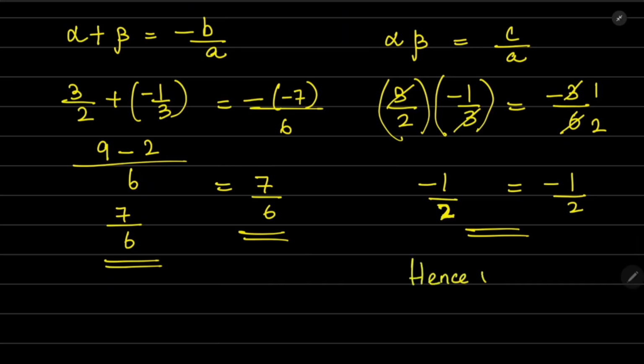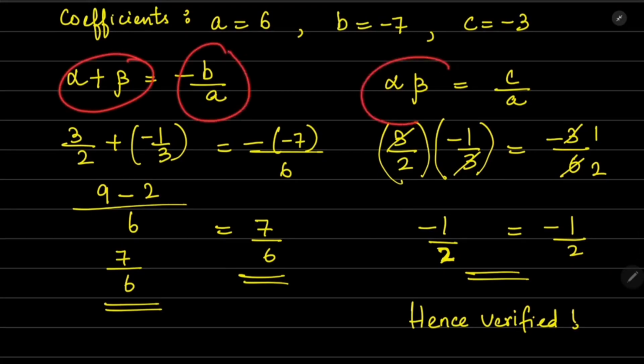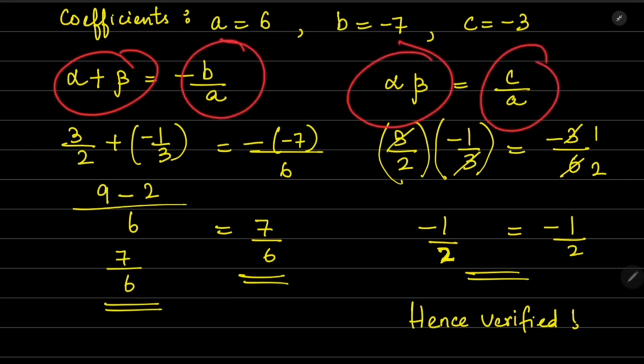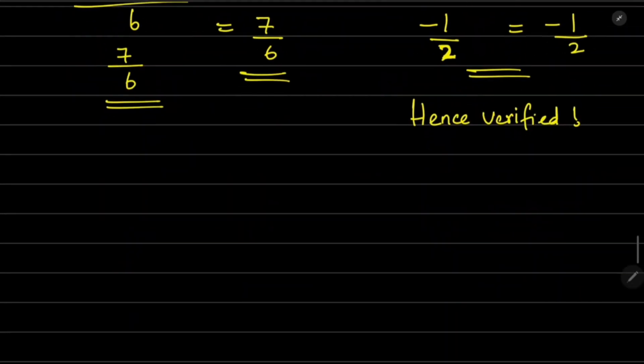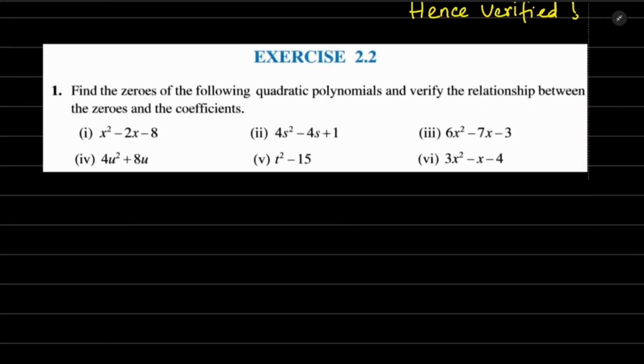So we are able to show that the sum of the zeros is equal to minus b by a, and the product of the zeros is equal to c by a. We are able to prove the relationship between the zeros as well as the coefficients. So let's move on. We have done 3 questions now. Let us move on to the 4th question.